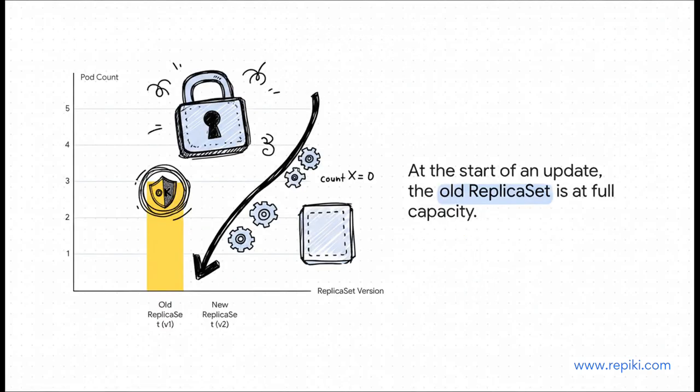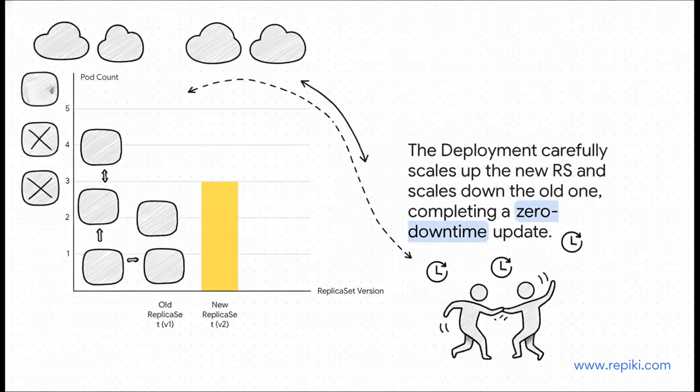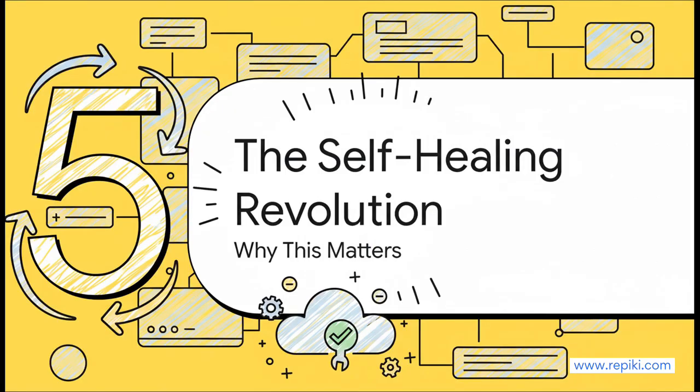So when you tell the deployment, hey, let's update, it does something really clever. It doesn't mess with the old replica set. Instead, it creates a brand new one for the new version, but it starts with its desired count set to 0. Then, the deployment performs what people sometimes call the dance of the replica sets. It very carefully scales up the new set one pod at a time, while at the exact same time scaling down the old one. This rolling update strategy is what ensures your app is always available, even during an update, 0 downtime.